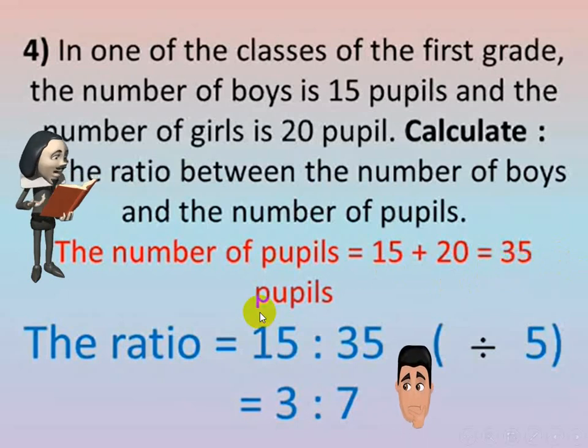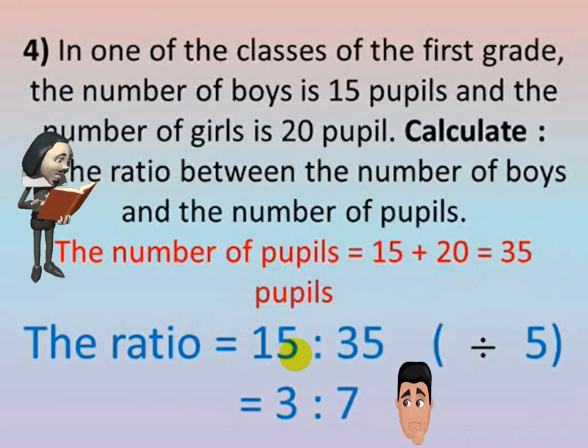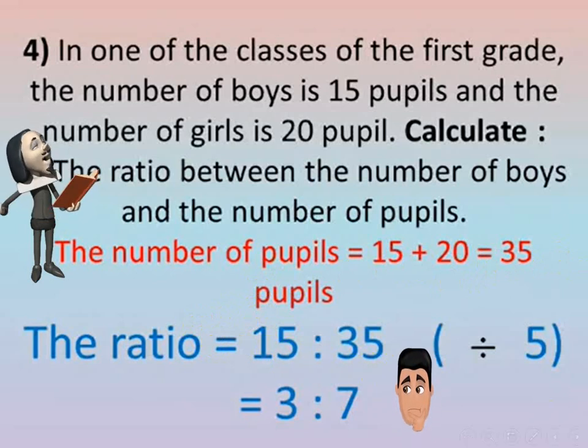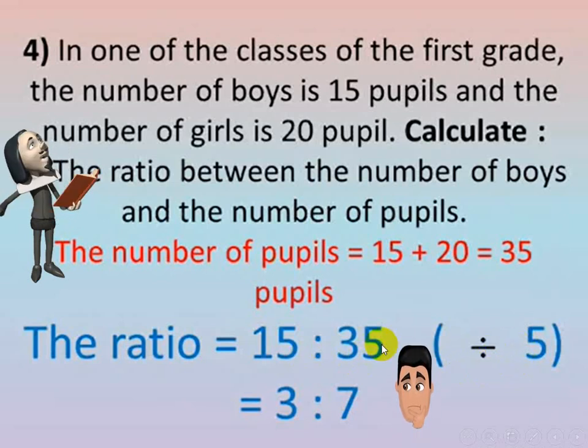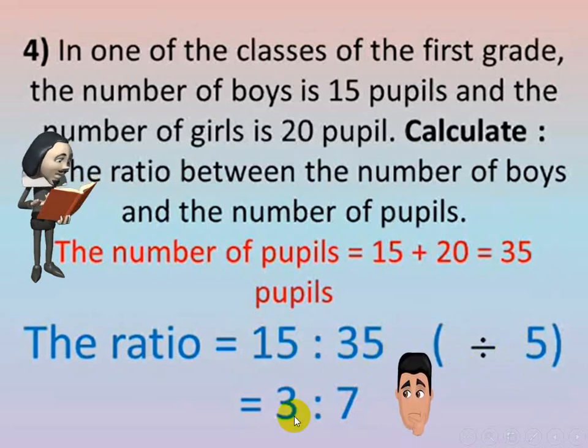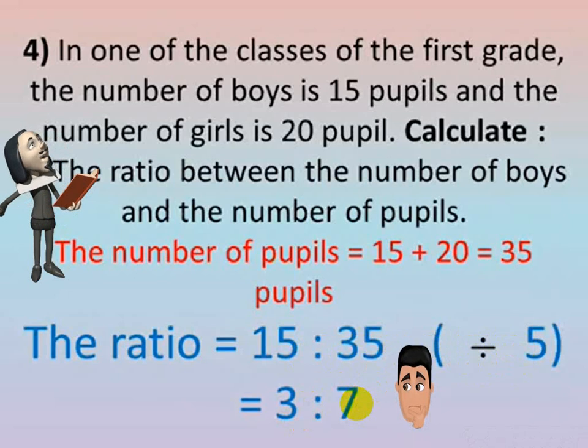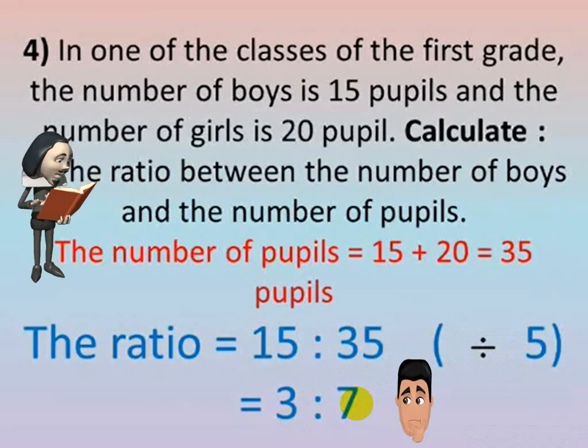The ratio now between the number of boys at the first, so we'll write 15 to 35. 15 and 35, of course, they are divisible by 5. So write divided by 5. 15 divided by 5, you will get 3. 35 divided by 5, you will get 7. 3 and 7 are in the simplest form. So the ratio between the number of boys and the number of all pupils will be 3 to 7.